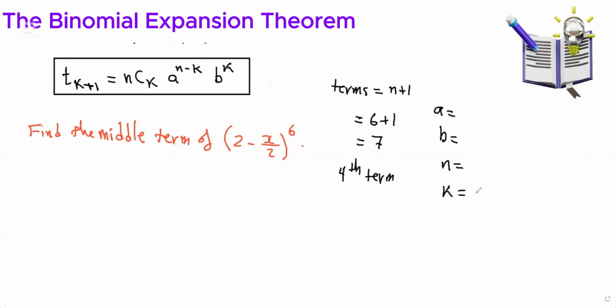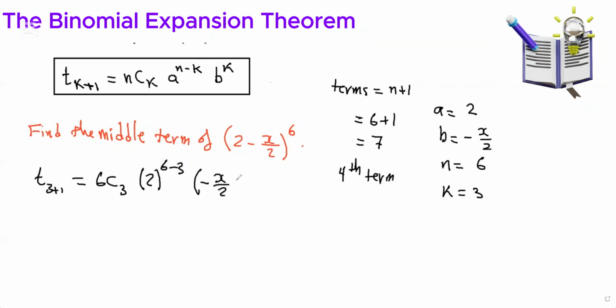And to find the fourth term right away, you have to make k 3, because you remember this reads k plus 1. If you make k 3, 3 plus 1 is 4. That will read t4. And a here is 2. b, make sure you include the negative there, negative x over 2. And n is 6. So therefore, we're going to find t 3 plus 1, n, which is 6 here, choose 3, and then a, which is 2 to the power of 6 minus 3, and b, which is negative x over 2 to the power of k, which is 3.